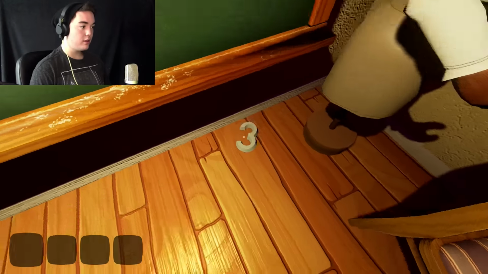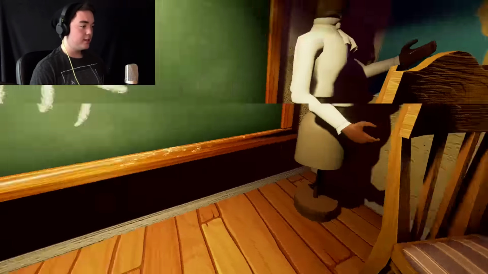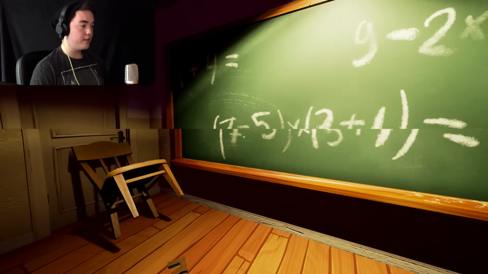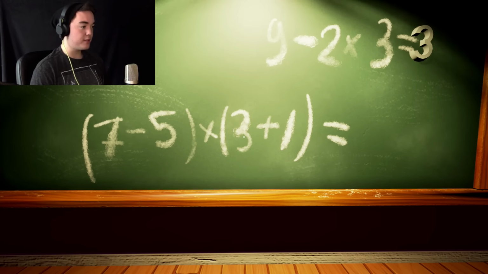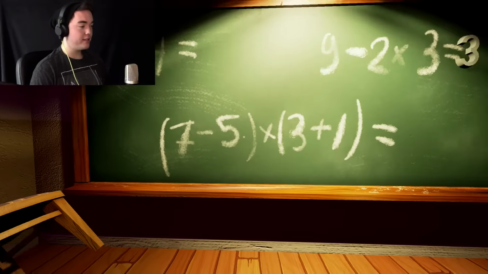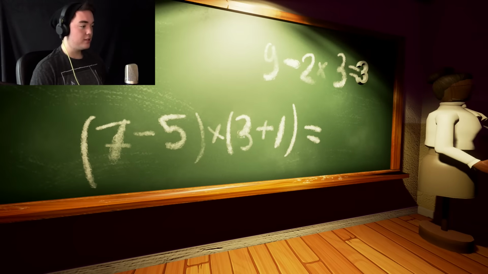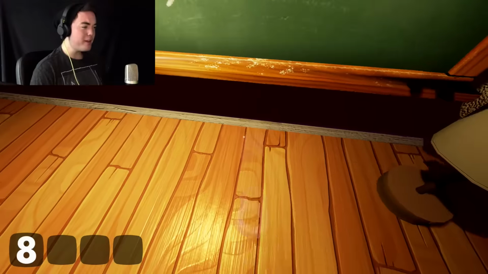Boom. Alright, so we got the 3 up there. And now we need to figure out this one. So, I mean, if it's in parentheses, we gotta solve those first. It's a math lesson now, guys. So that's 4, 5, 6, 7, that's 2. So it's 2 times 4, 8. Boom, and all the numbers are here for us.